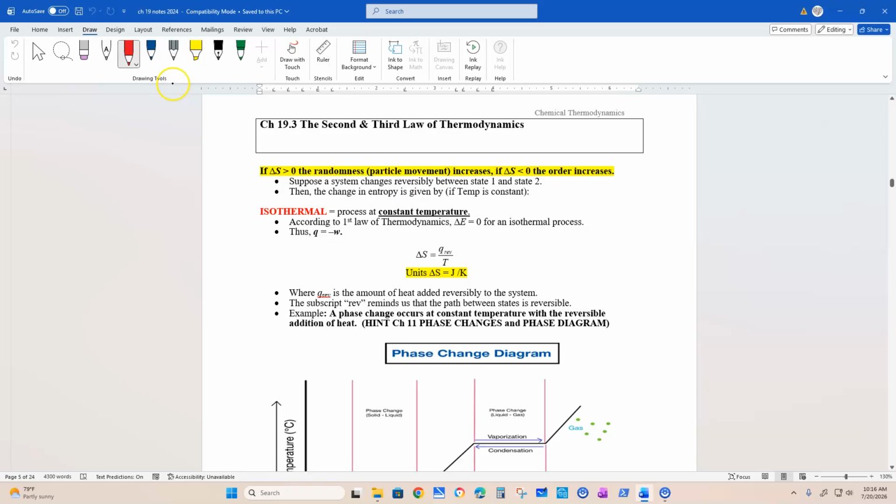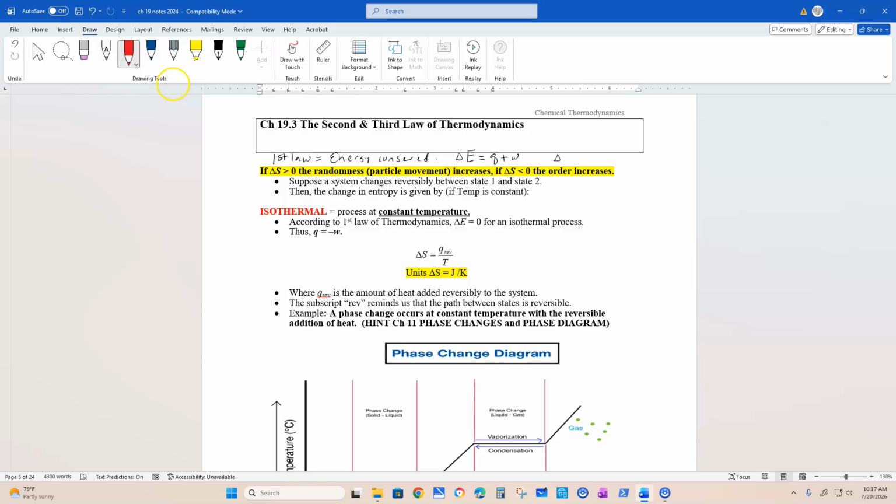So remember the first law we learned in chapter 5. First law of thermodynamics, energy is conserved. So remember, you can't gain or lose energy. It has to be rearranged, and that's when we practice the equation delta E = Q + W.